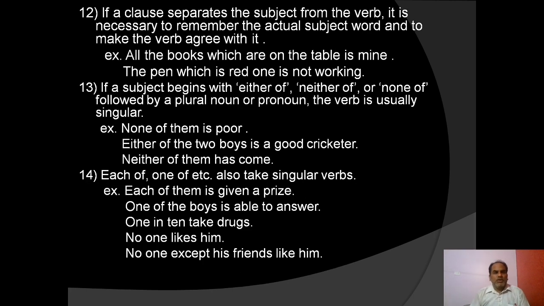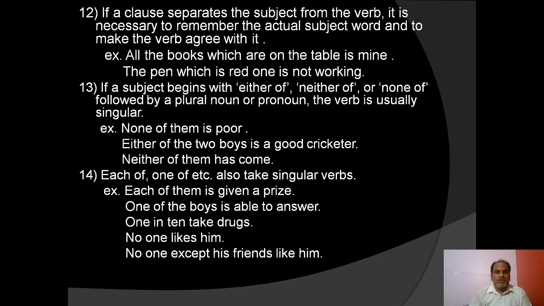Let us discuss another situation. If a clause separates the subject from the verb, it is necessary to remember the actual subject word and to make the verb agree with it. All the books which are on the table are mine. The pen which is a red one is not writing. Here is is used for what? For the pen, the actual subject.